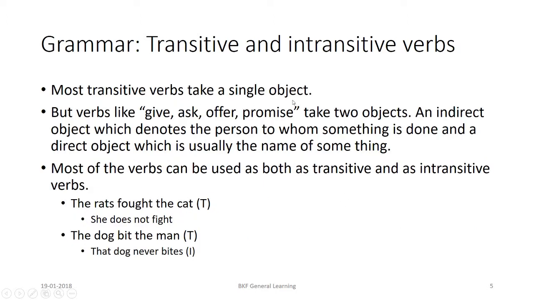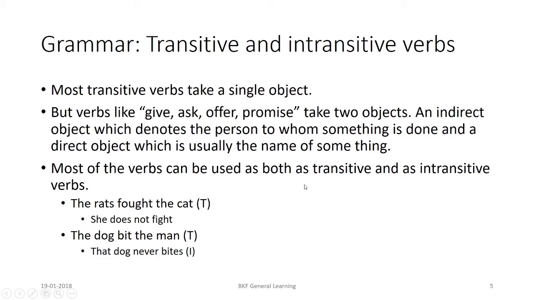Most transitive verbs take a single object. But verbs like give, ask, offer, promise take two objects. Now there is an indirect object and a direct object. An indirect object denotes the person to whom something is done, and the direct object is usually the name of something.